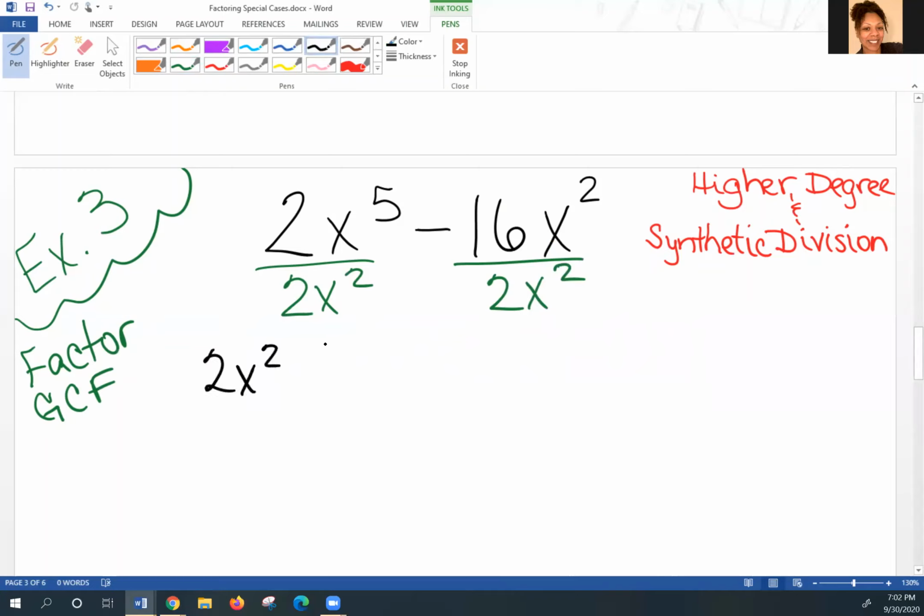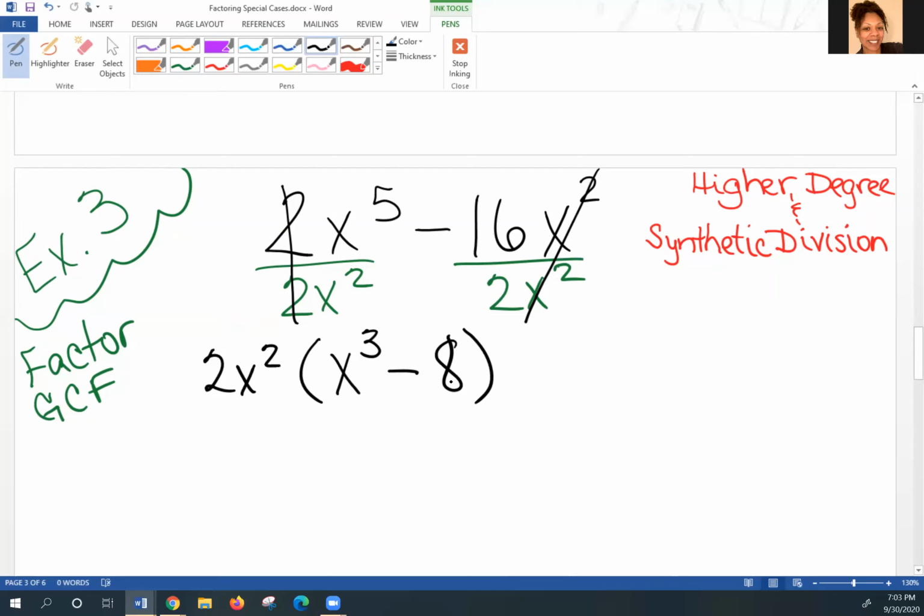All right, so now once I simplify, I end up with 2 divided by 2 goes away, and then x to the 5th divided by x squared, you simply subtract your exponents, x cubed, bring down the sign, minus 16 divided by 2 becomes 8, and then x squared divided by x squared goes away. So, well, look what happened here. I now have a cube for my first term, and I could do the cube root of this second term.